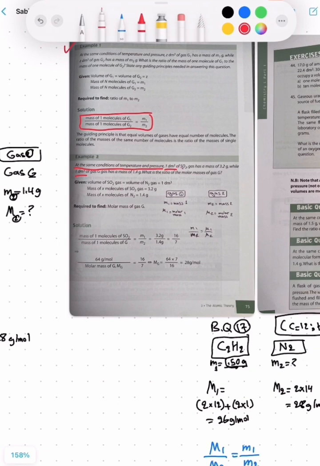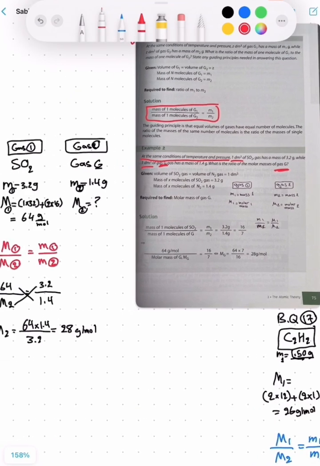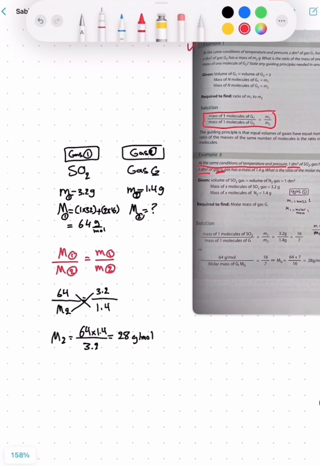We have sulfur dioxide, SO2, which has a mass of 3.2, and gas G, which is unknown, we do not know what gas it is. It has a mass of 1.4. What is the molar mass of gas G? So the unknown gas G, how much is its molar mass? Just write down what you have. So gas number 1, SO2. Gas number 2, which is gas G. Mass 1, write it down. Mass 2, write it down.